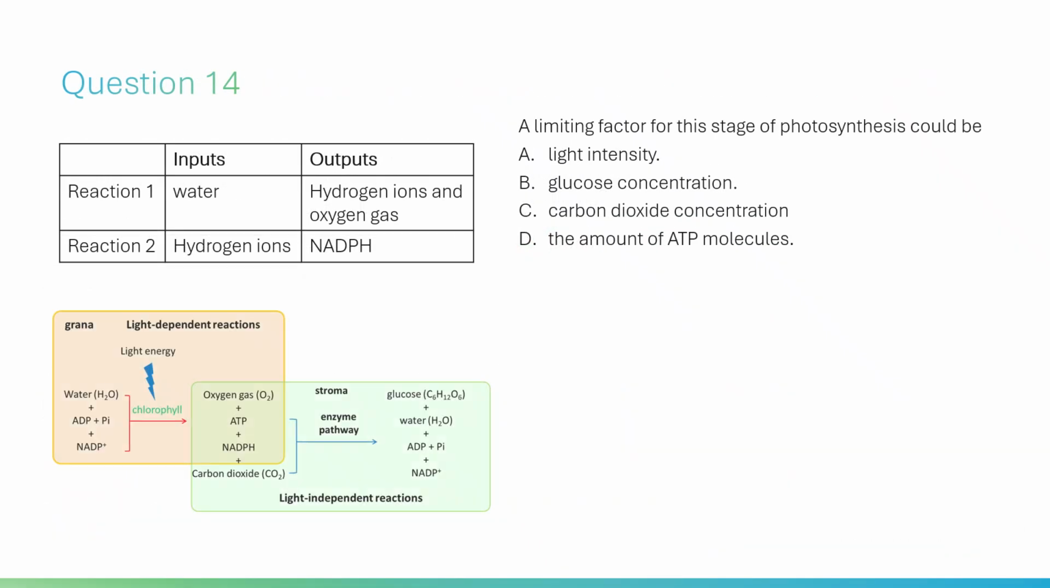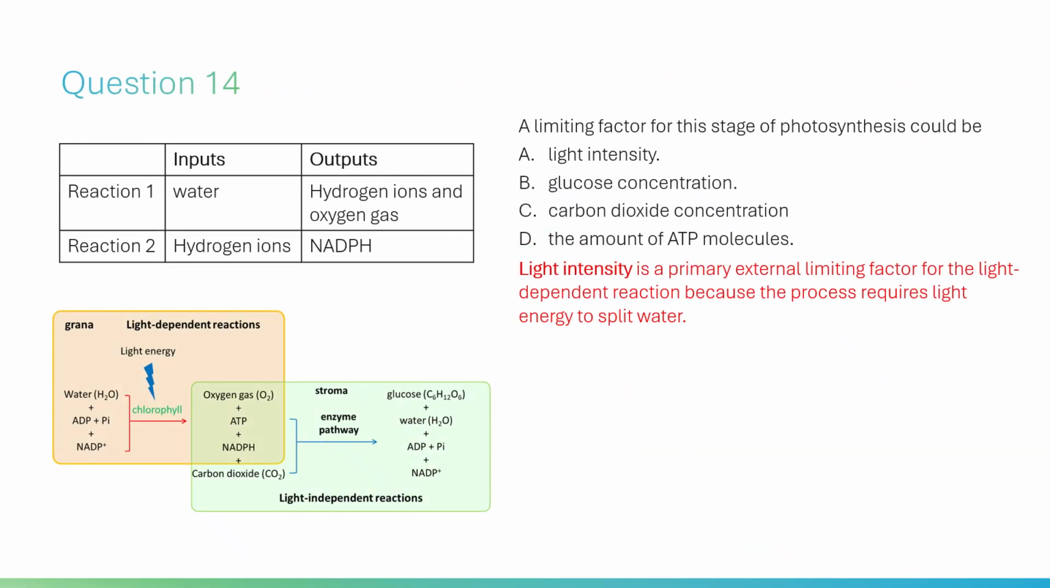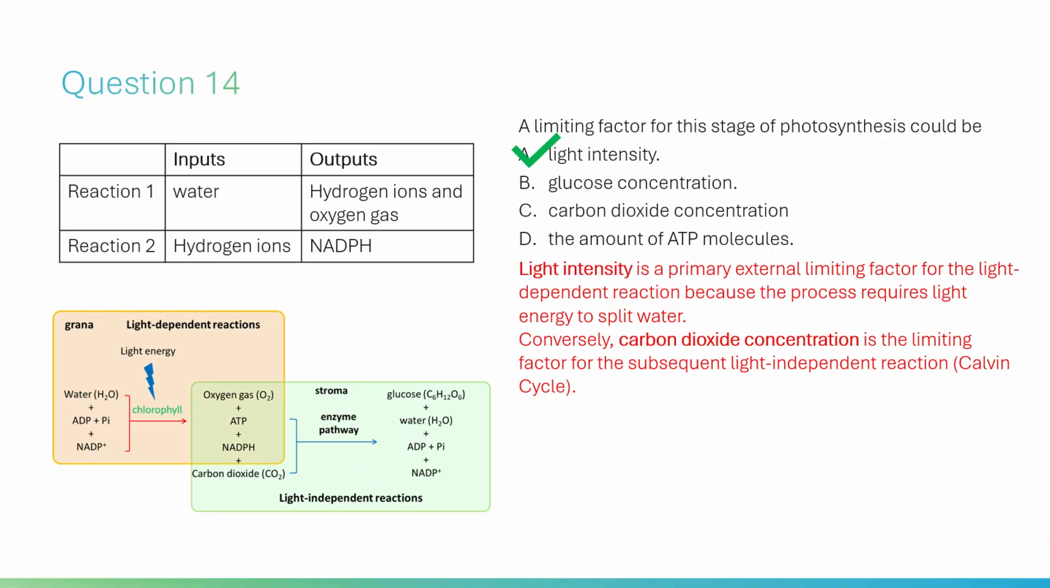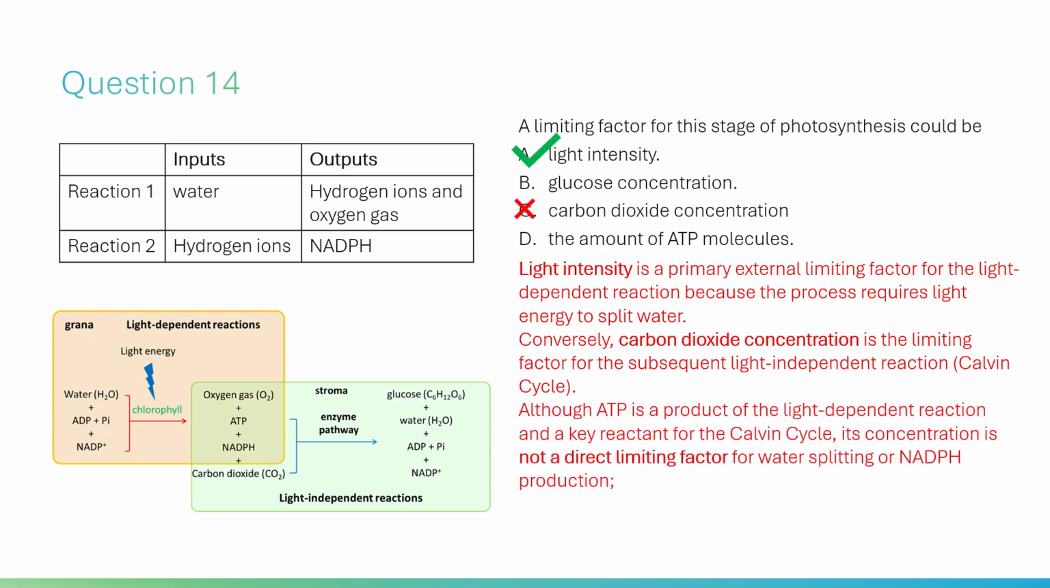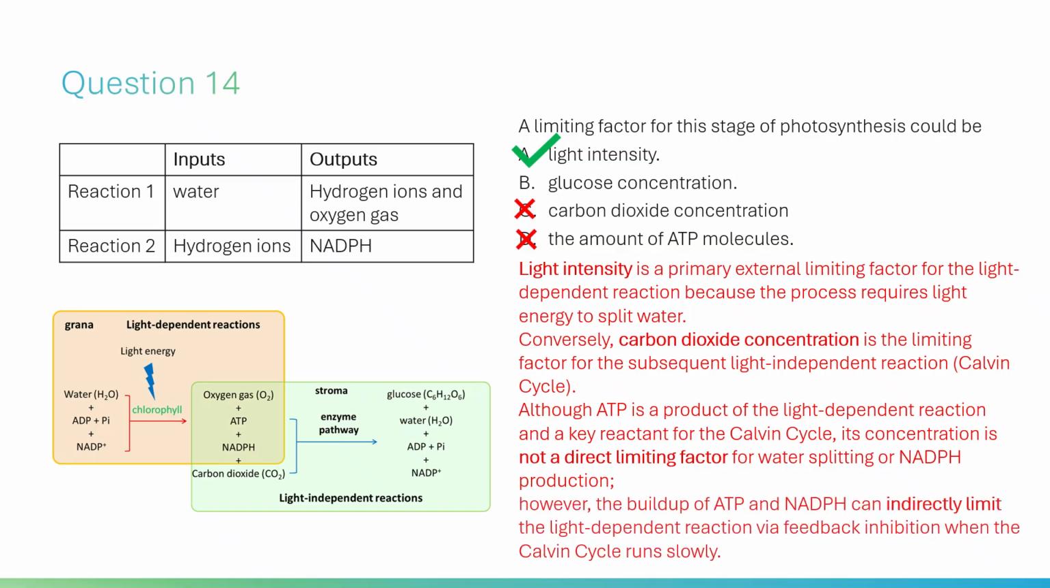Light intensity is a primary external limiting factor for the light-dependent reaction because the process requires light energy to split water. Conversely, carbon dioxide concentration is the limiting factor for the subsequent light-independent reaction, the Calvin cycle. Although ATP is a product of the light-dependent reaction and a key reactant for the Calvin cycle, its concentration is not a direct limiting factor for water splitting or NADPH production.